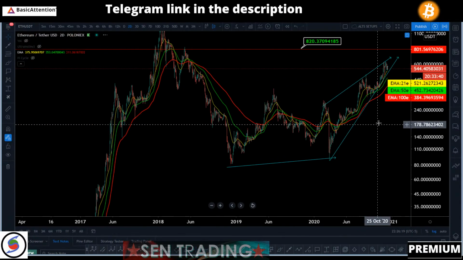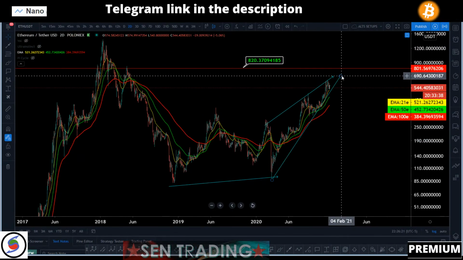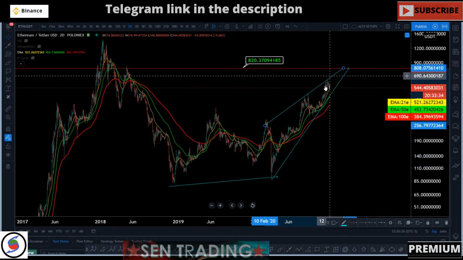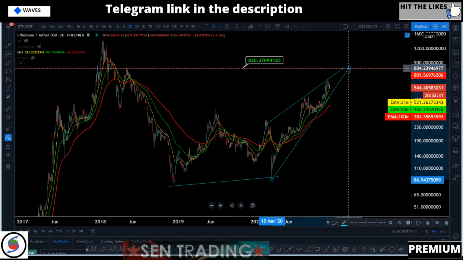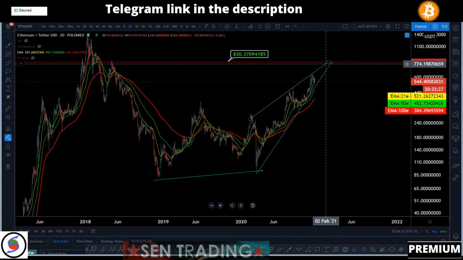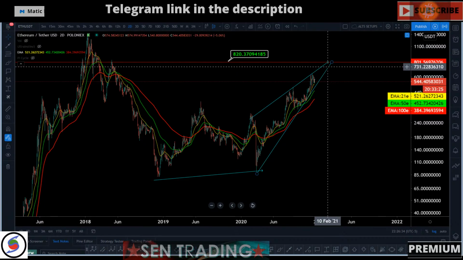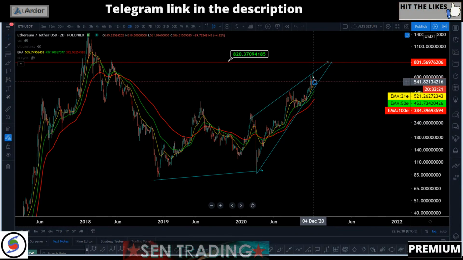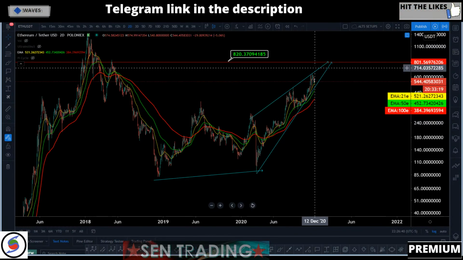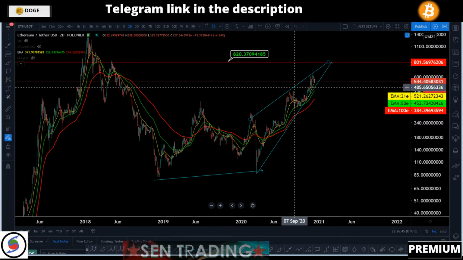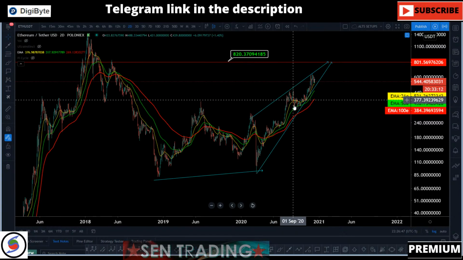Ether, you could argue, could be in a wedge macro pattern, right? A breakout below this wedge pattern at some point in the near future could create a possible downtrend to retest some area of support somewhere around here or somewhere around there. We just don't know yet, right?